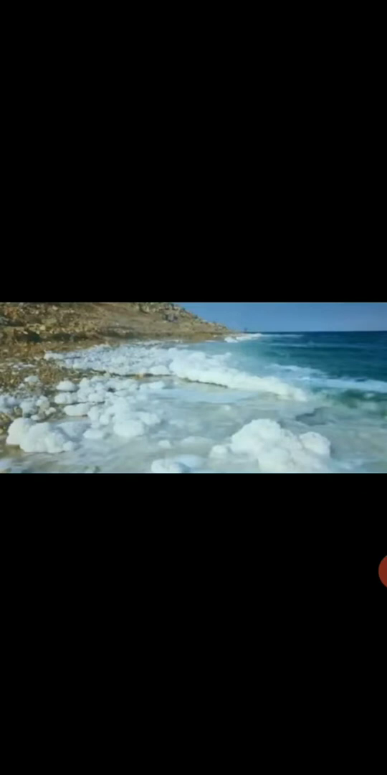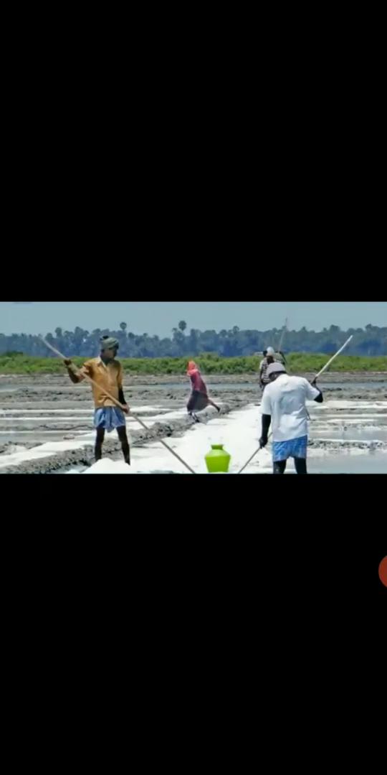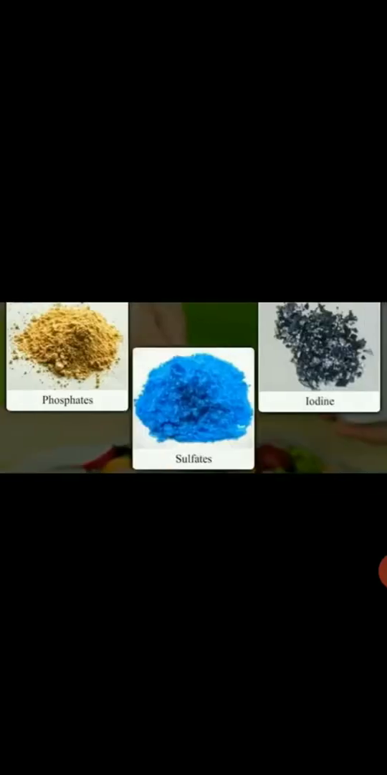We obtain salt from the salty waters. Salt as a substance is obtained by constructing salt pans in the coastal areas. Salt is an item in our diet, right? Whenever we eat some food, we need salt. Without salt, we don't get the taste. Many minerals like phosphates, sulfates, iodine, etc. are also obtained from the sea. We depend on the ocean to some extent.